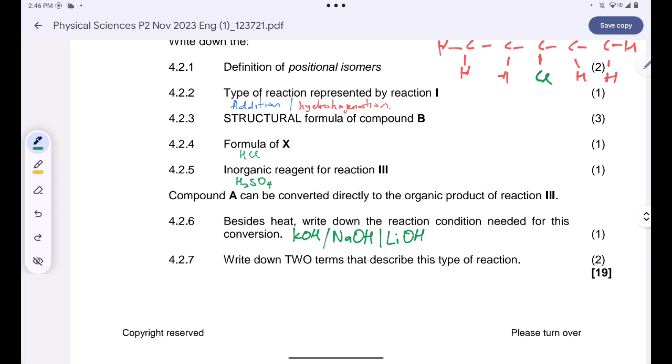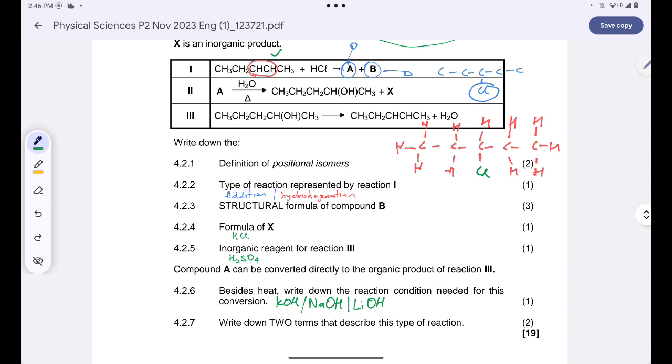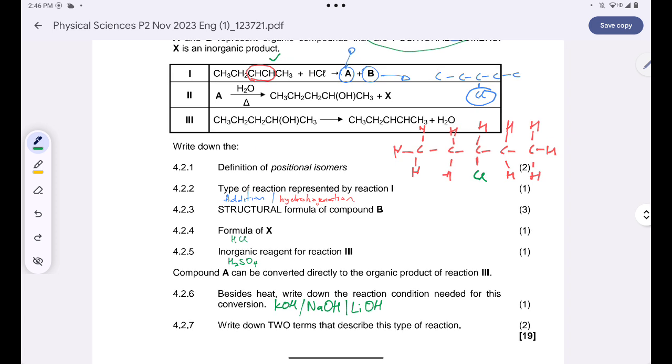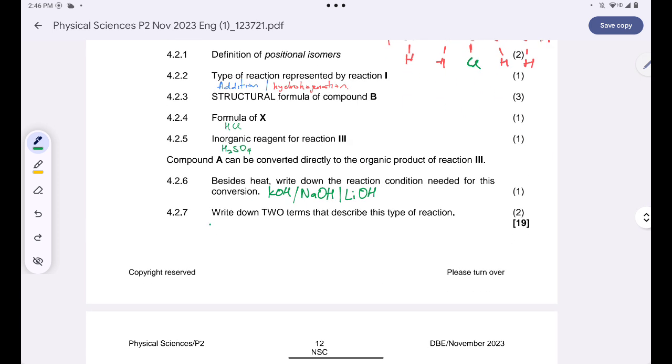And then 4.2.7, they want us to write down two terms that describe this type of reaction. Firstly, we are eliminating here. Are we together? What are we eliminating? We are eliminating a hydrogen and the halogen there. So we'll simply say, firstly, it is elimination. Secondly, we can write it as dehydrohalogenation. Excuse my handwriting. Yeah, but that's how, guys, we could have tackled question 4.